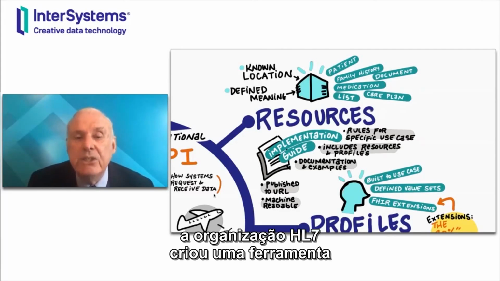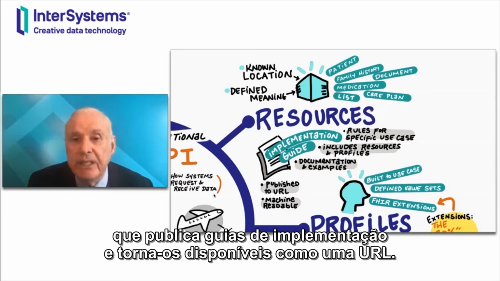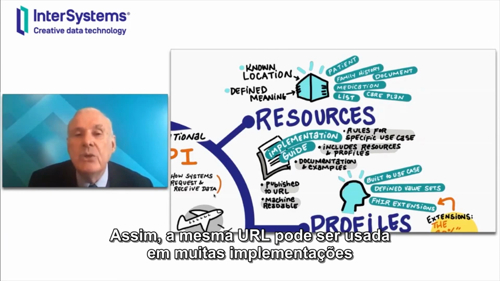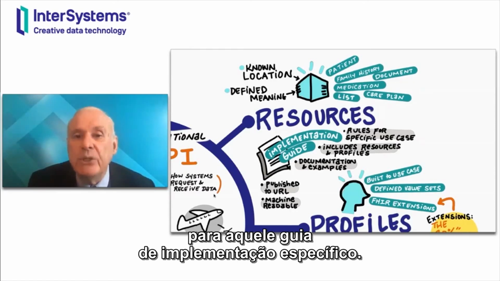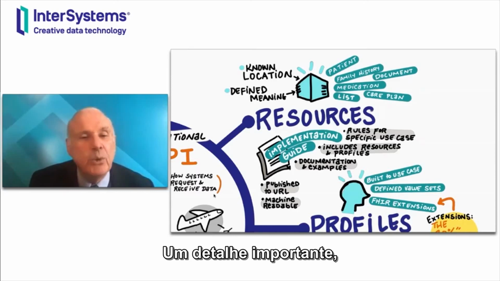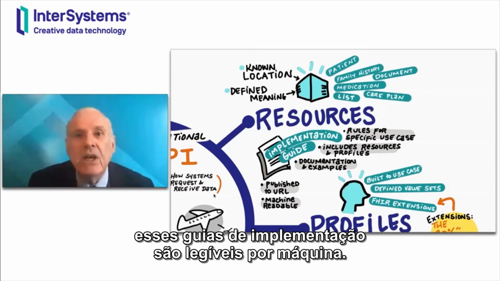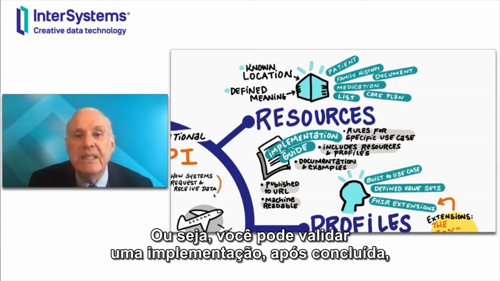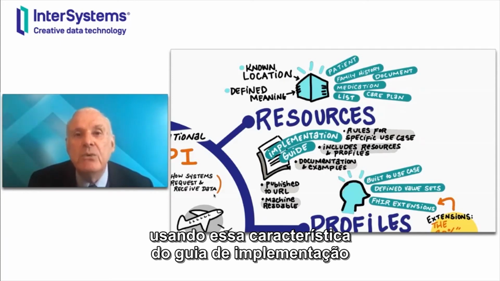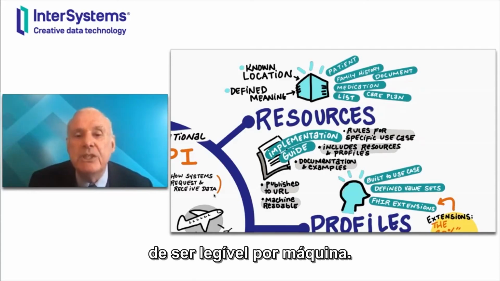And importantly, the HL7 organization has created a tool that will publish an implementation guide and make it available as a URL so that the same URL can be used across many implementations for that particular implementation guide. And very importantly, those implementation guides are machine readable so that you can validate an implementation after it is completed using that machine readability of the implementation guide.